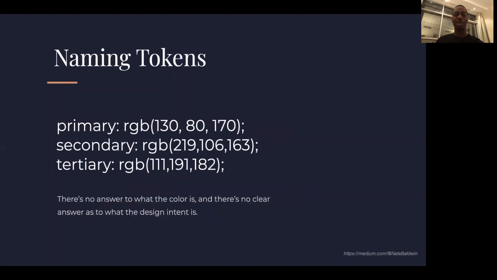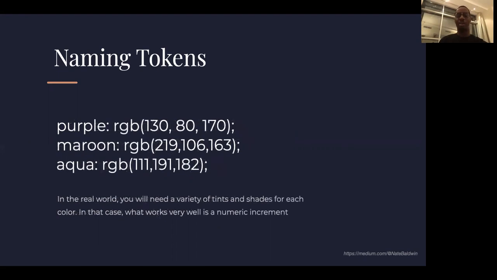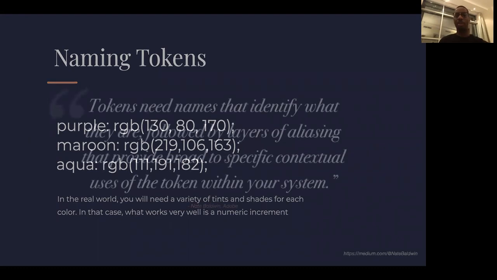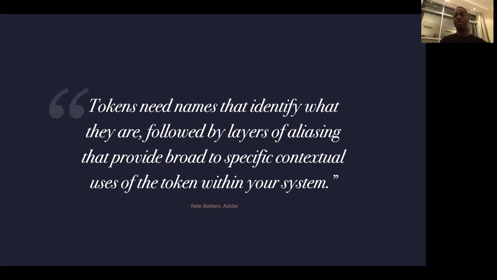So instead of using what brand guidelines usually have, which is primary, secondary, tertiary colors, what you can do instead is name the tokens in a readable manner. So in this example, instead of primary, secondary, tertiary, you can name them purple, maroon, and aqua. And as you start doing this, you can see that by layering in your token naming, you can provide broad and specific contextual uses of that token within your system.